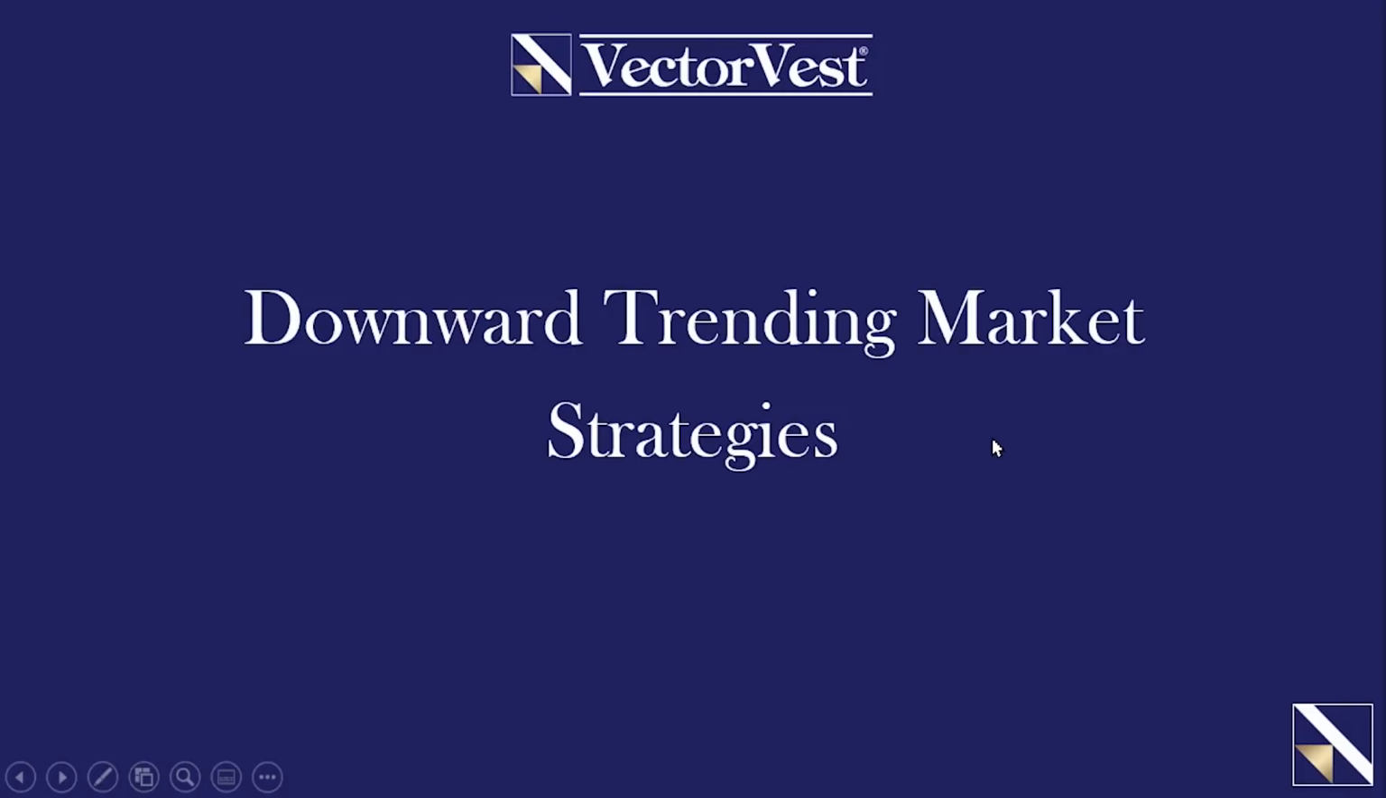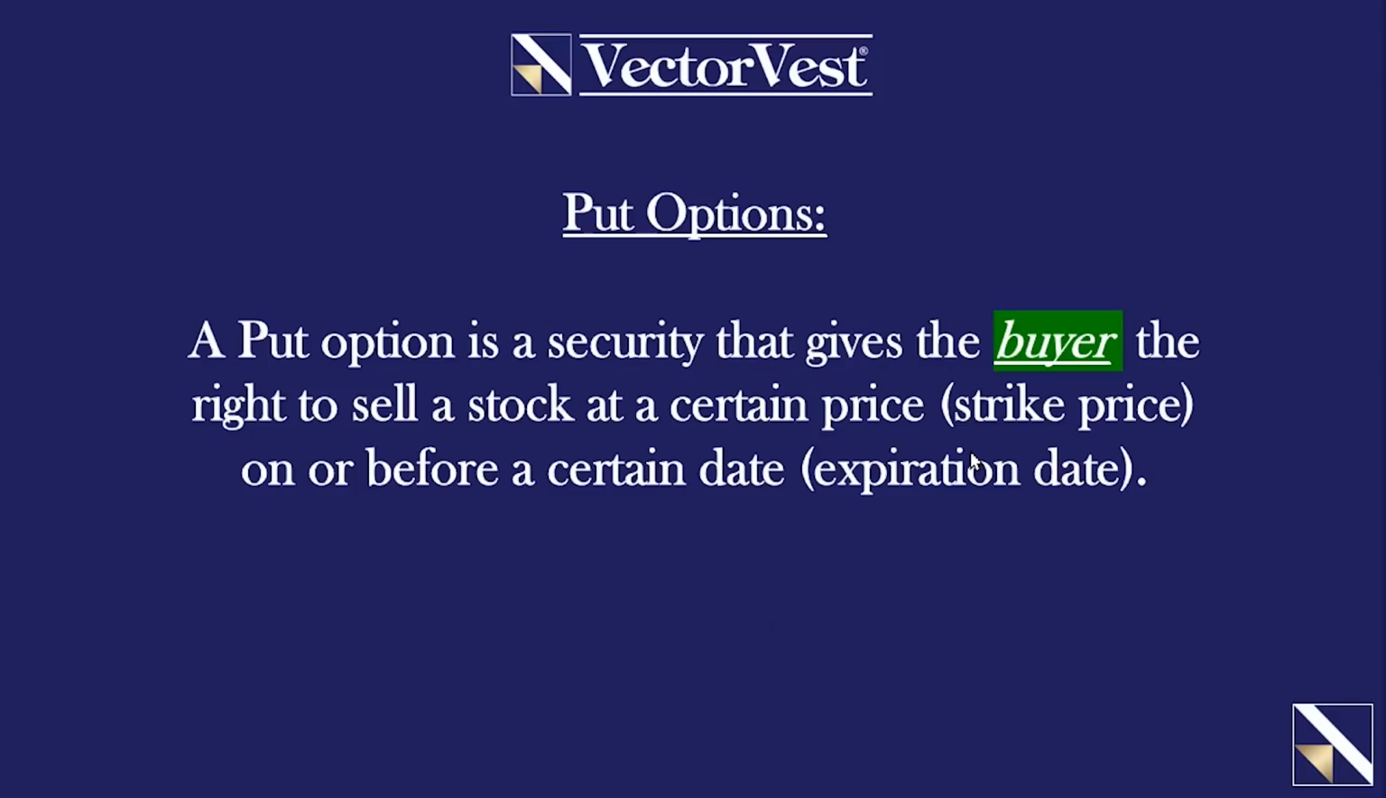Next, let's talk about downward trending market and strategies we can use there. And here we're going to focus on put options. So just like a call option, the put option is a contract that you enter into with strictly defined terms and conditions. The difference here is that a put option is a security that gives the buyer the right to sell a stock at a certain price, which is the strike price, on or before a certain date, which is the expiration date. So it's a bearish trade. If I'm buying the right to sell someone else my stock, or put my stock to the seller of an option, then that is a bearish outlook.